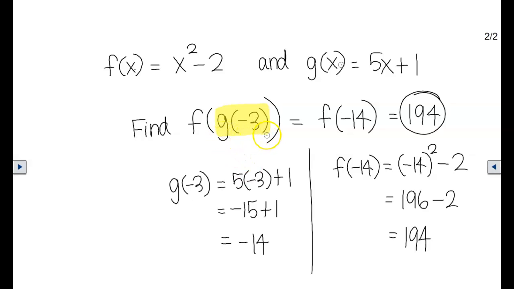So we did g of negative 3, found out that was negative 14, so this becomes f of negative 14, and then when we work that out, we get 194. So that's what you did on Friday.